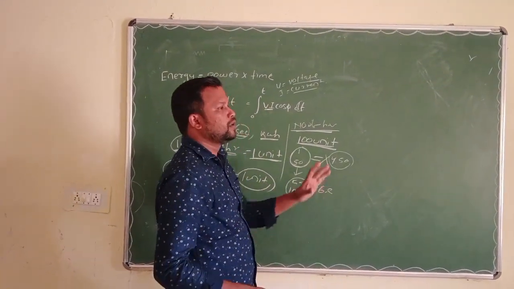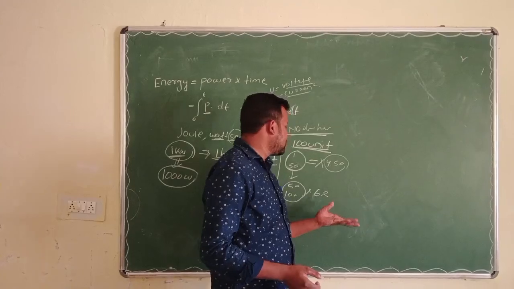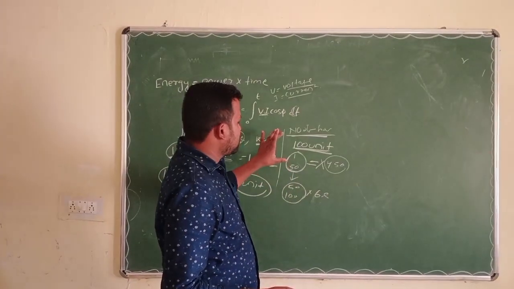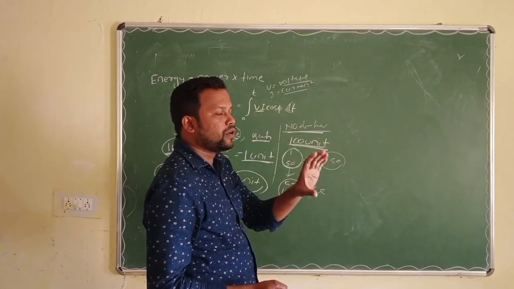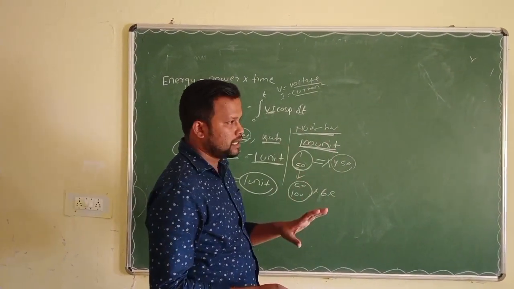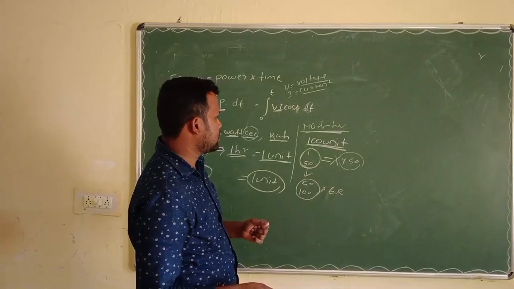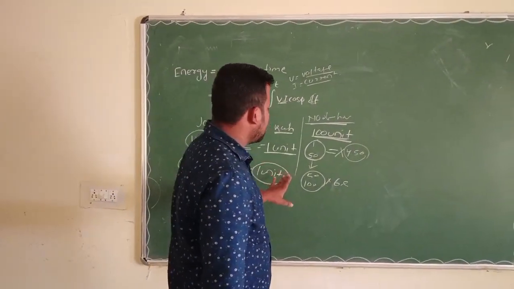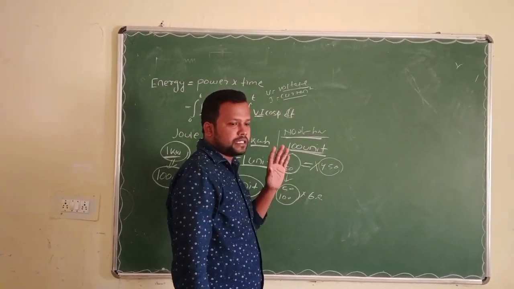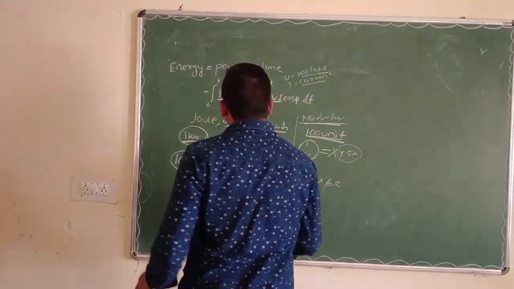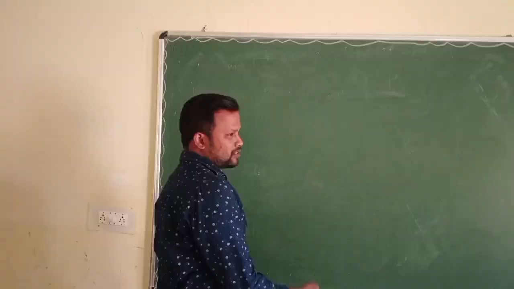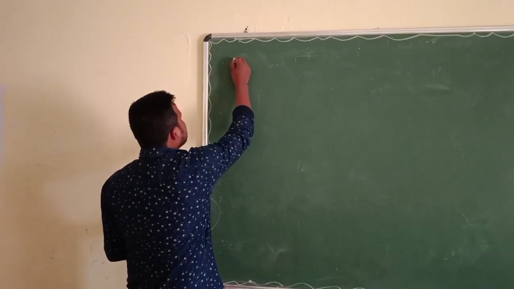So we have to decrease the number of units by turning off our fan, AC or tube light. Then we have to study what is an energy meter.